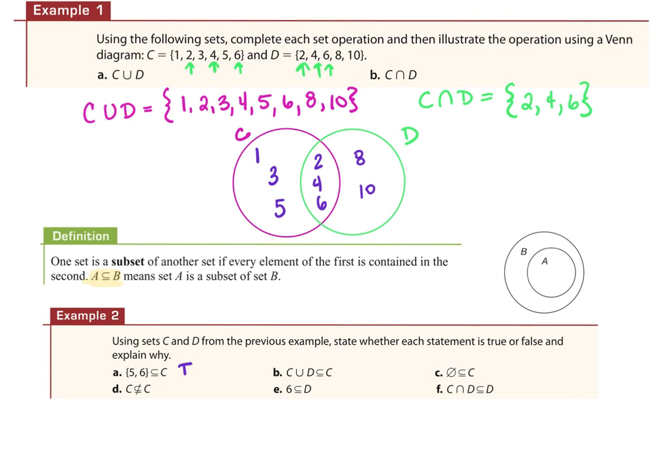Let's look at B. C union D. I've already answered what C union D is. Is that a subset of just C? True or false? Is the union of C and D a subset of just the set C? Yes or no? No. Why not? What makes that not true?